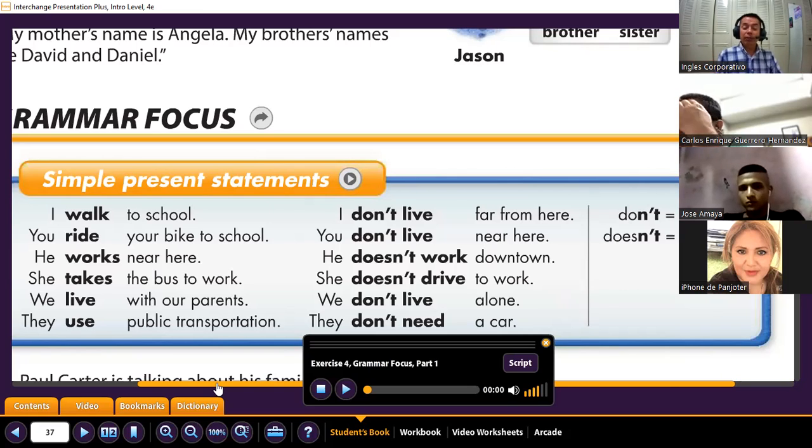No necesitamos el auxiliar, pero en inglés sí, porque el verbo, miren, no cambia, ¿ve? Drive, drive, drive, I drive, you drive, they drive, es lo mismo. Entonces, ¿cómo sabemos que la oración está en afirmativo? ¿Cómo sabemos que está en negativo? ¿Cómo sabemos que está en pregunta? Using the auxiliar, right? And one of these is the negative.